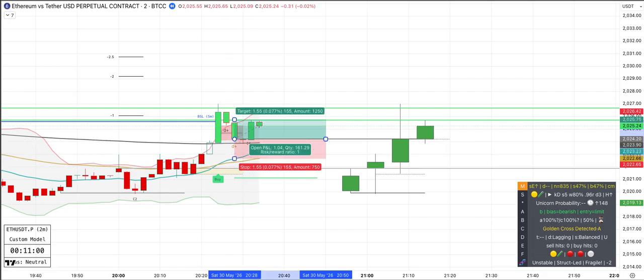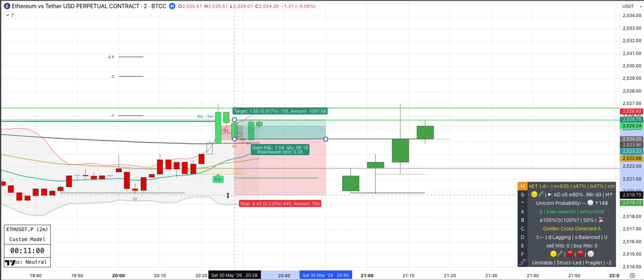Okay? And then I'm going to pull my stop down to the wick. Always bring it down to a wick. Never bring it down to the body. I could use this one, or I could use the swing point for the sweep. I'm going to use this one here.